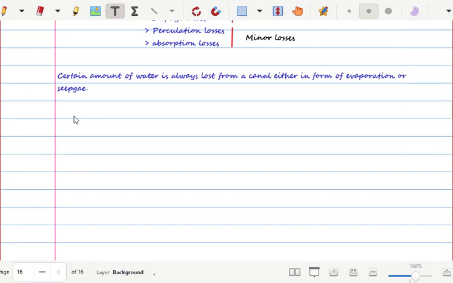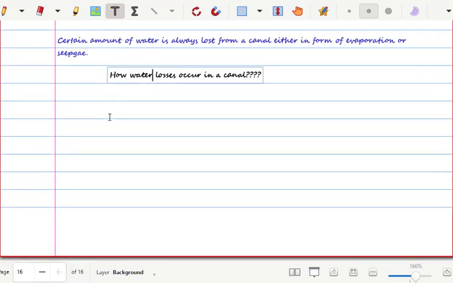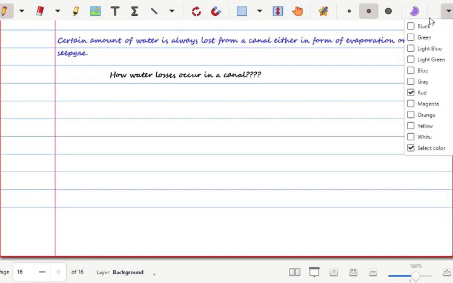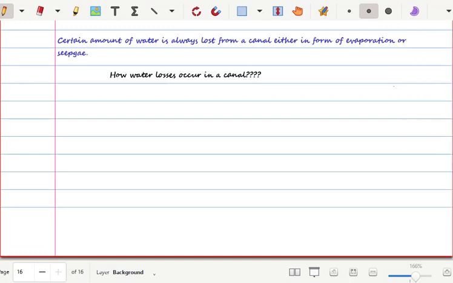Let's try to understand how evaporation losses occur in a canal. Or you can make it a little bit more general. Instead of evaporation, we will say how water losses occur in a canal. So let's try to draw a figure and try to understand how different kinds of water losses occur in a canal.